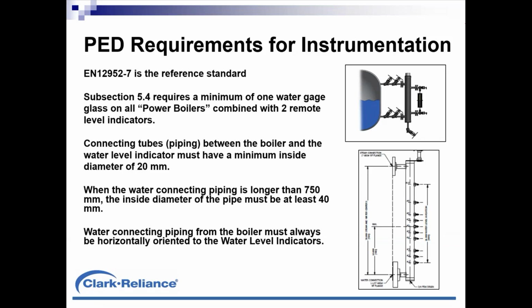When the water connecting piping is longer than 750 millimeters, so we're talking 30 inches or so, or approaching a meter, the inside diameter of the pipe must be at least 40 millimeters, or you might say 1.5 inches. And the benefit in having the larger pipe on the water leg is to further reduce the risk for sediment buildup in the piping or blockage that could result in a false level indication.